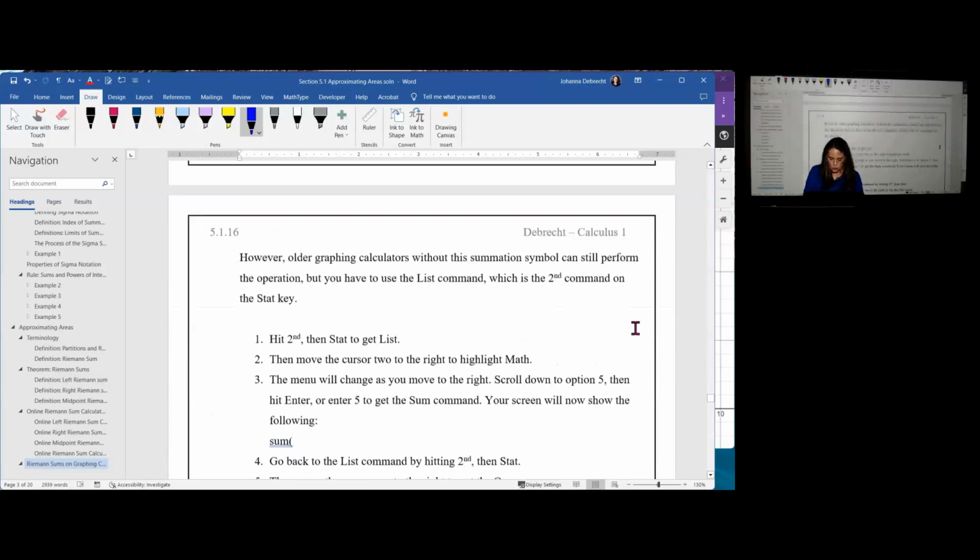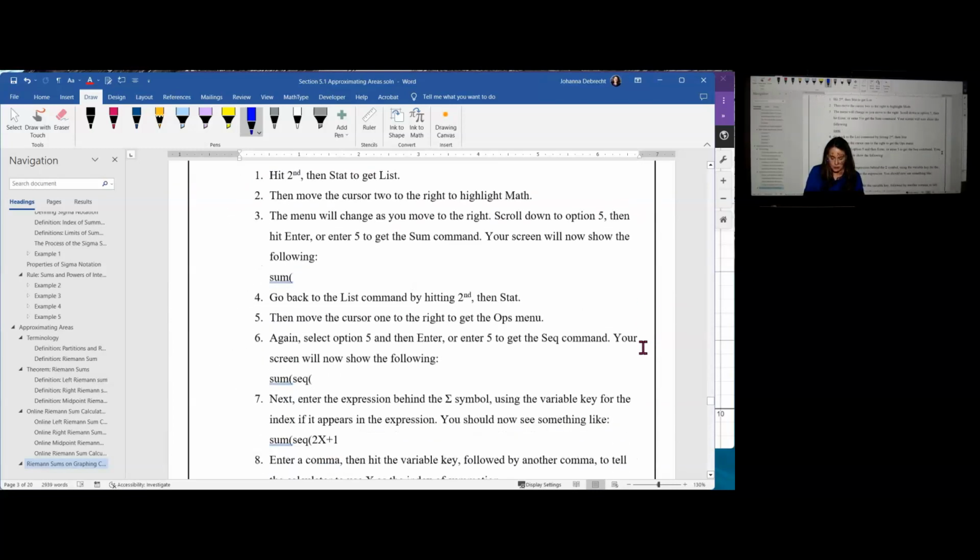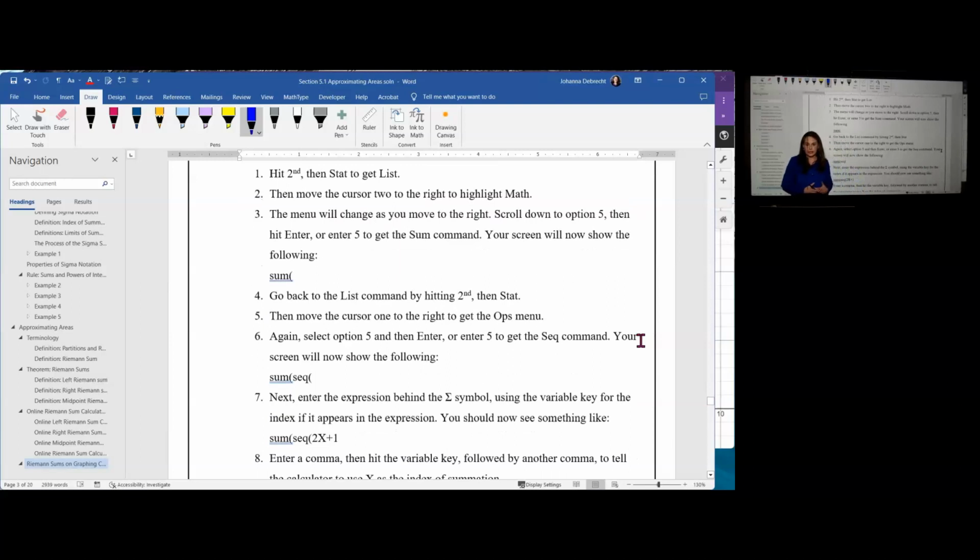If you have a much older graphing calculator, you can still do the operation depending on how old it is. On some of these, on the oldest type, you hit the second button, then stat to get what's called a list. Then you move the cursor 2 to the right to highlight the word math. The menu will change as you move to the right. Scroll down to option 5, which is sum, and enter, or you can simply press the number 5. Then your screen will have sum with an opening parenthesis.